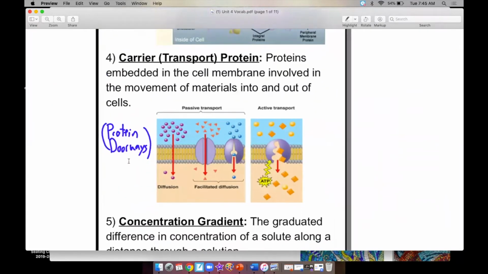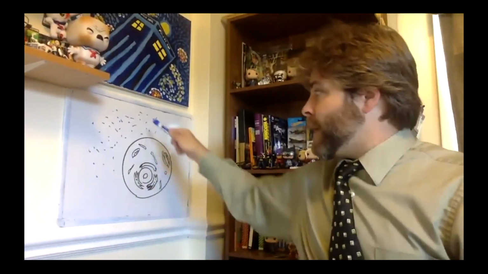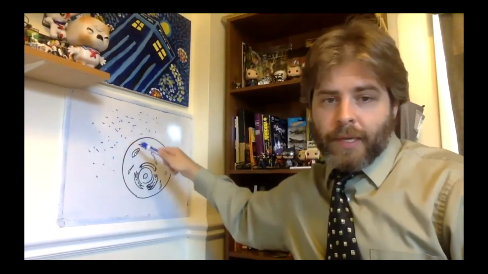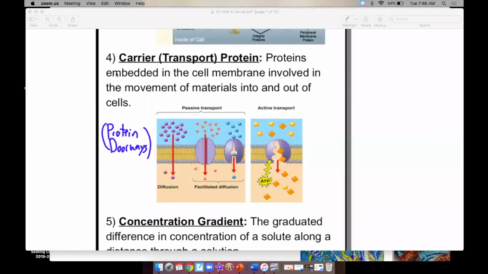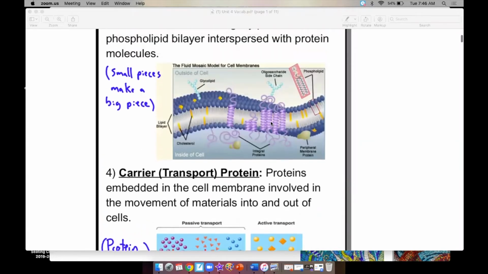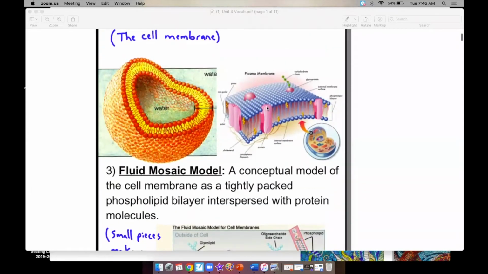Number 4, carrier or transport protein. Proteins embedded in the cell membrane involved in the movement of materials into and out of the cell. Remember guys, we needed to get all of these molecules inside the cell, and sometimes we need to get molecules out of the cell. So these proteins are going to be like doorways so things can get in the cell or get back out of the cell. You can see it better in this picture, proteins.